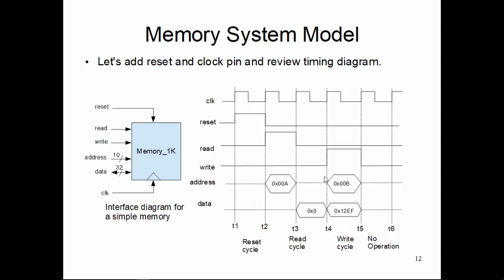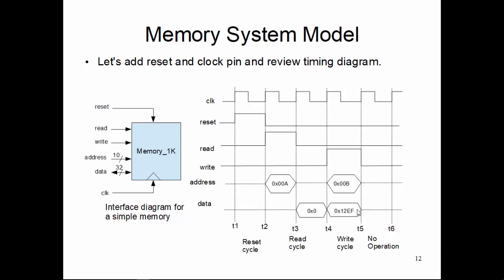After that, at the T4 cycle, my write signal goes high or logic 1 and the read signal is kept at 0. During that cycle, I present an address, 00B for example, and I also give data. I'm sending data into the memory through this data bus, of a value 1EF.